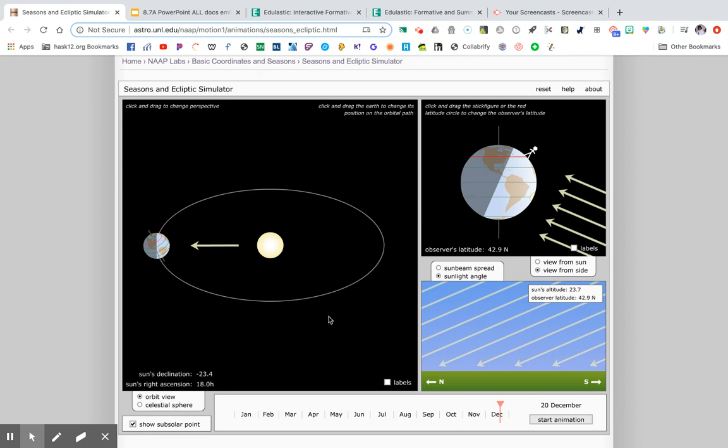So I'm just going to let this play out for 1 year, one revolution. And what I would like you to do is observe, first off, the change of the angle of the sun's rays up in this top right, and then how it translates into how the sun's rays hit the surface of Earth. So we are going to start on December 20th and do a full revolution around the sun.